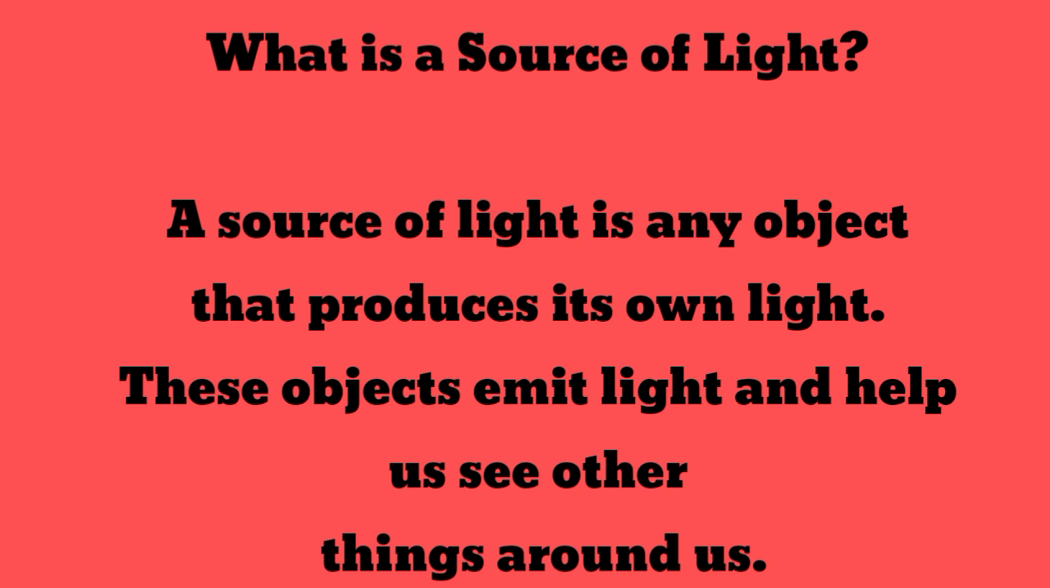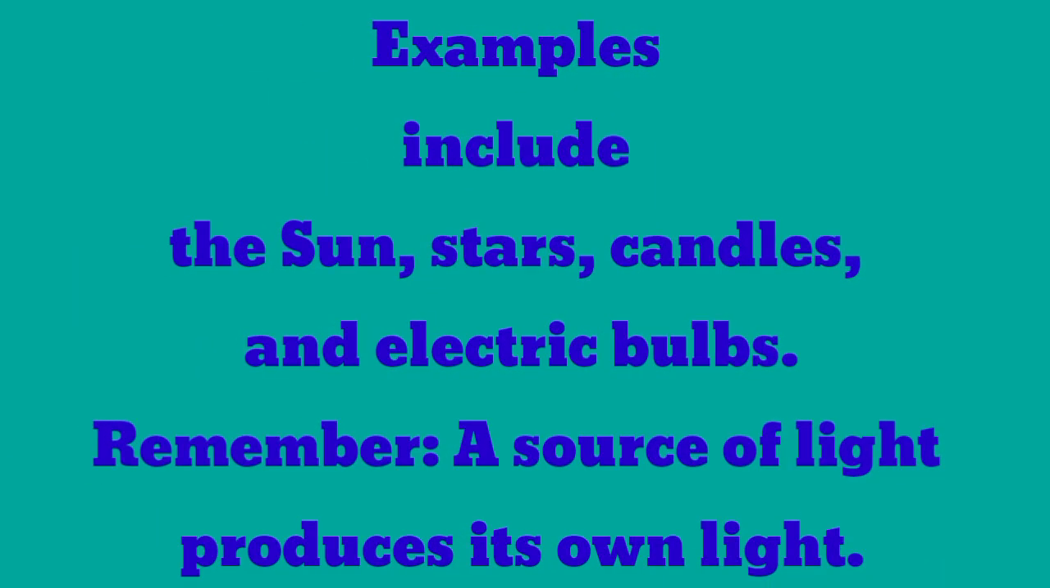Let's discuss what is source of light. A source of light is any object that produces its own light. These objects emit light and help us to see other things around us. In simple wording, we can say that sources of light are the things that help us to see the things that do not produce light. Examples of sources of light may be sun, stars, candle, and electric bulb. Remember that source of light will be the thing that produces its own light.